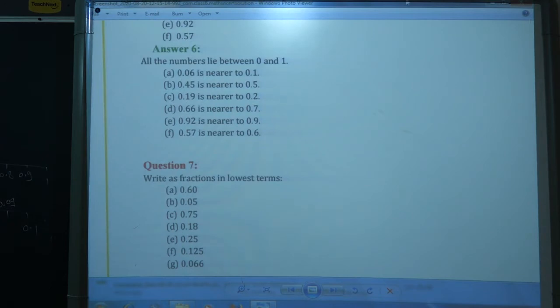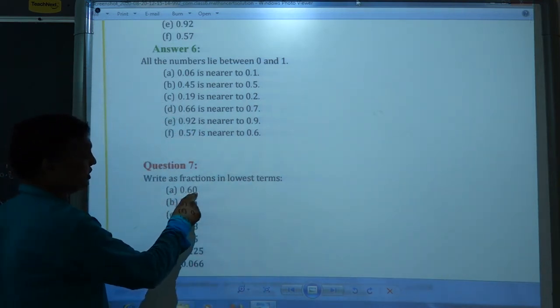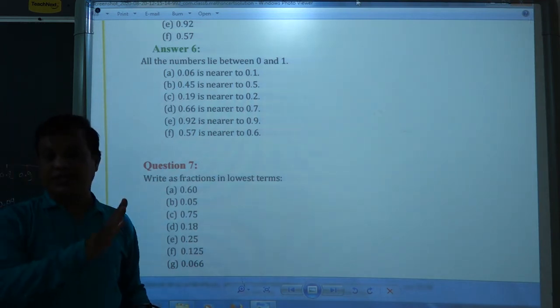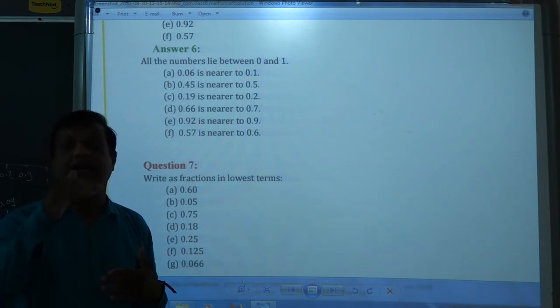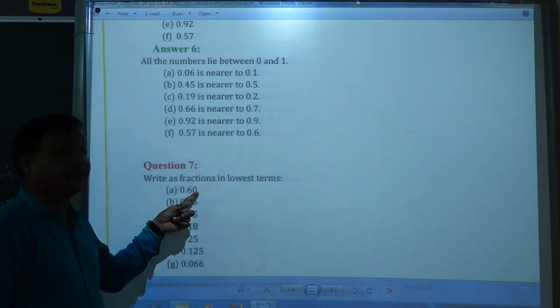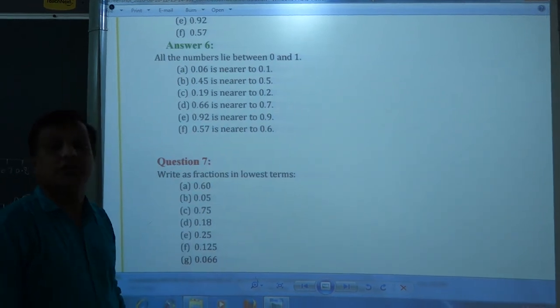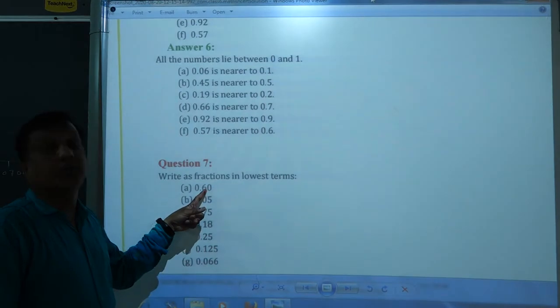The question number 7. Write fraction in lowest term. 0.60, it is a decimal number, you have to write it as a fraction. So after the decimal, how many digits? 2 digits. So it means you have to place 100 below. If 1 digit is there, then you have to place 10. So here you place 100. So it became 60 upon 100.